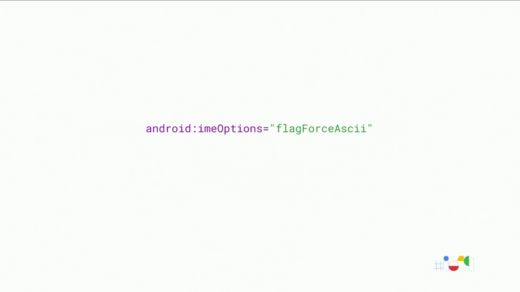One more IME option that is important, in my opinion, is flag force ASCII. A lot of times we have seen that developers expect, when they set the input type to text password, the keyboard to show an ASCII keyboard. However, text password is definitely not a strong signal for them to switch to ASCII keyboard. So if you have an ASCII-only field, such as username and password, maybe you might want to add this flag to IME options.